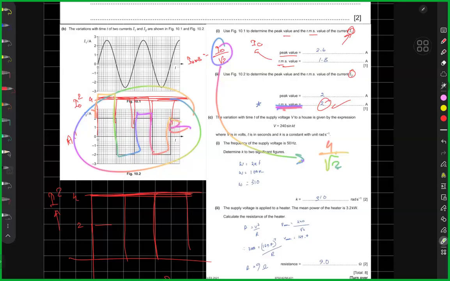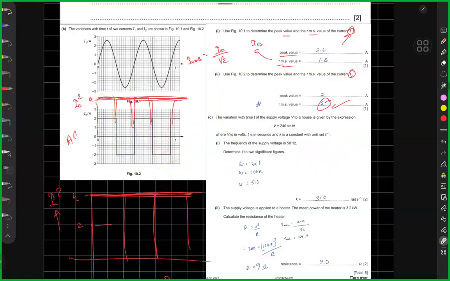4 divided by root 2 is... Exactly. So this is the point. This is the reason why people got this wrong. Most people would be plugging the max value that they saw into this equation.